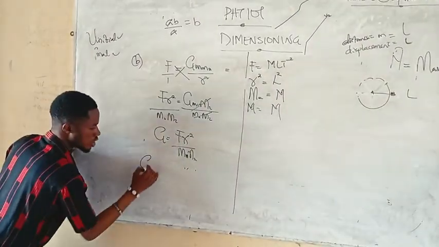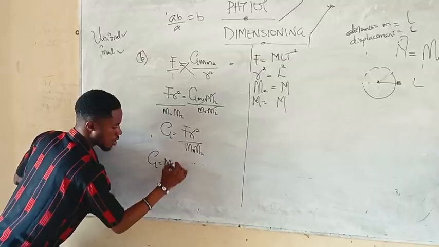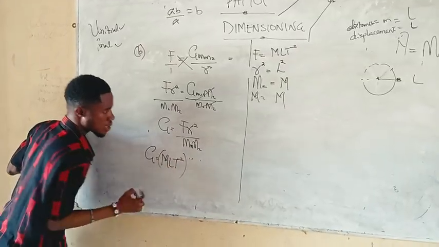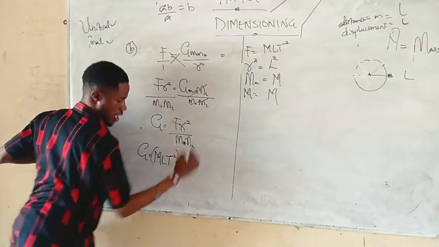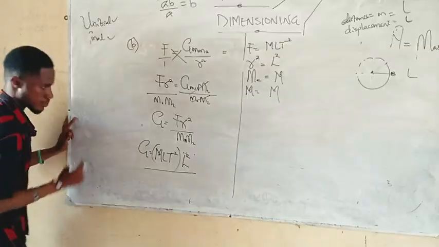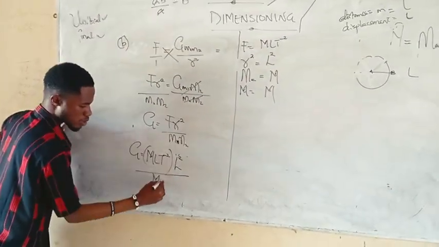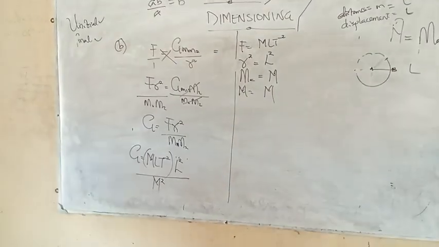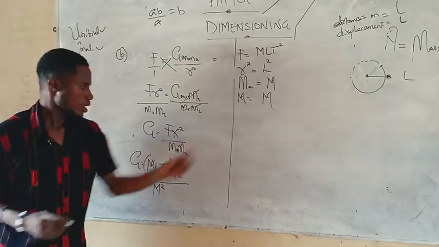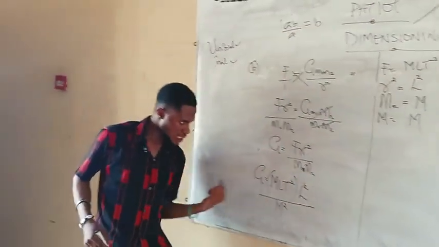From here, I have that G is equal to F. Look at force: MLT minus 2, I can put it in brackets. My R is L squared, because my R is squared here, which is the radius. All over, my M is still M. So if I do M times M, it gives me M squared. Now, let's get this done. You can use the CBT method I taught you. Let's expand this first.